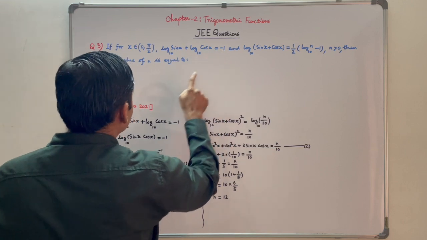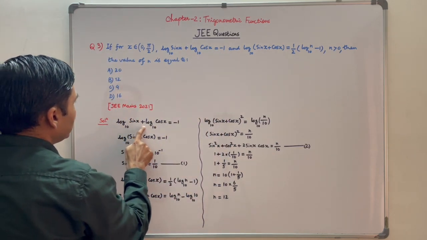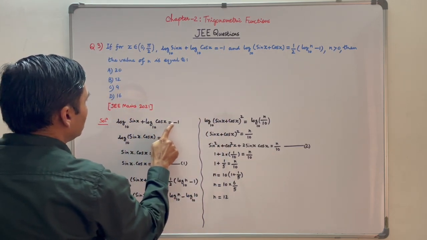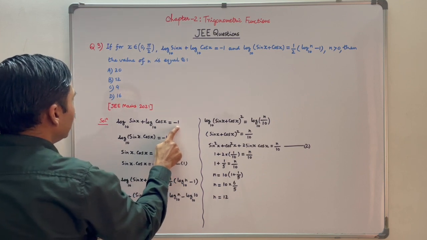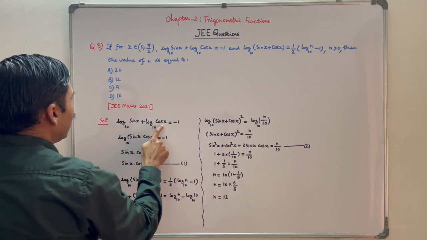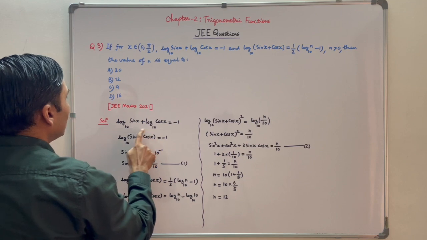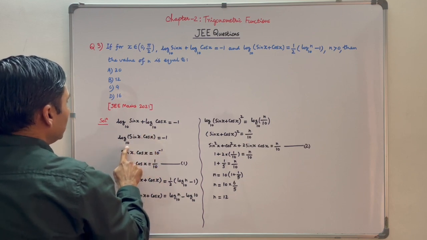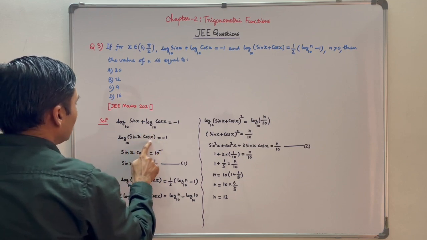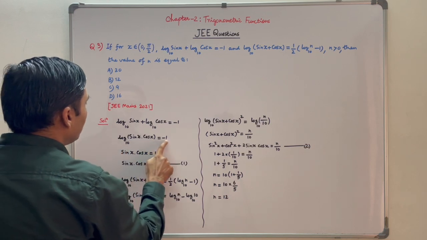First equation is given as log₁₀ sin x + log₁₀ cos x = -1. We know that log_a m + log_a n = log_a(mn). So it becomes log₁₀(sin x cos x) = -1.